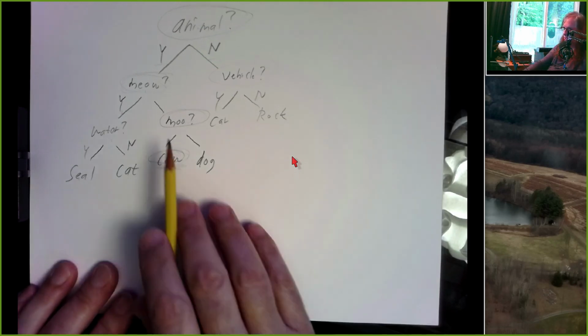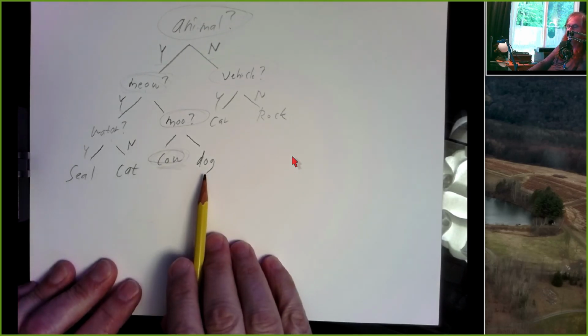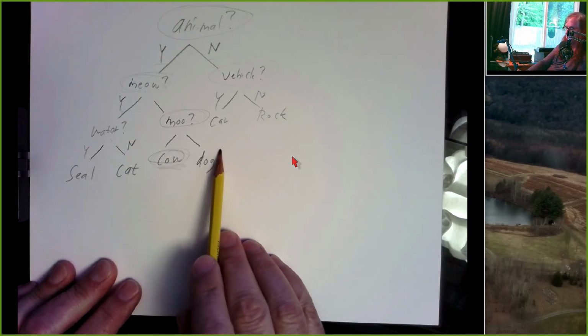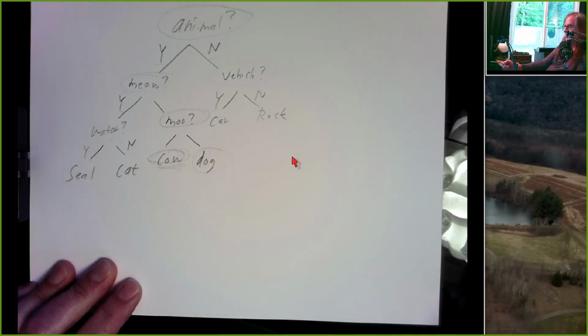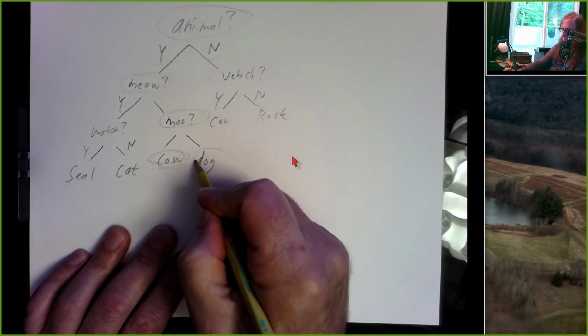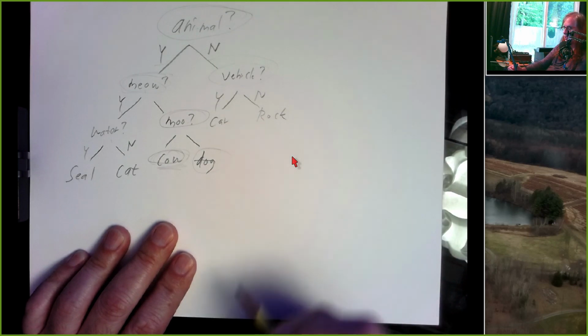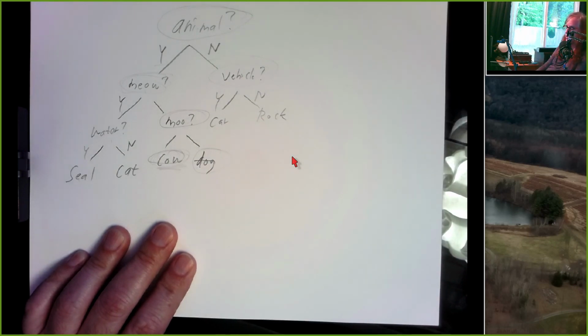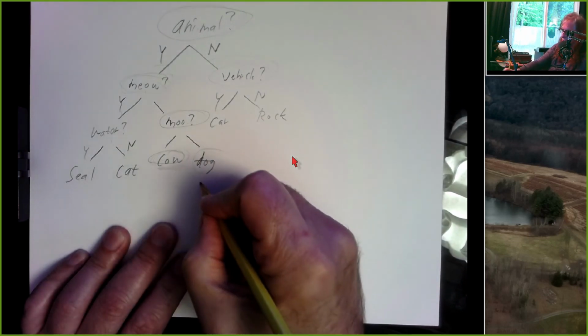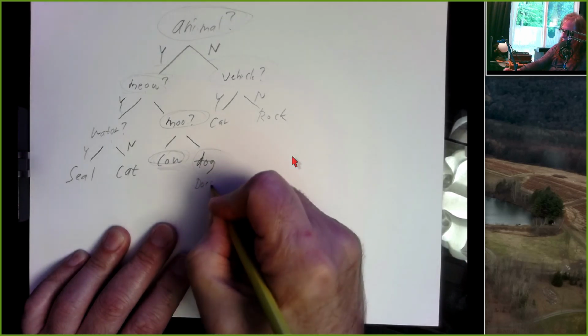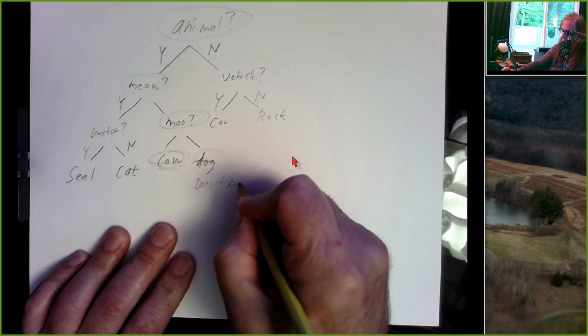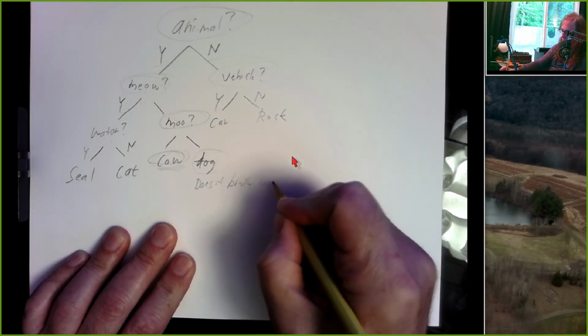So let's say you say, does it moo? And you say no. And your program says, okay, you're thinking of a dog. And the answer is, you know, no, it's not a dog. It was a fish. All right, so we change this from an answer node to a new question node. And you say, give me a question where yes means fish, no means dog. So the question here might be, you know, does it breathe underwater?